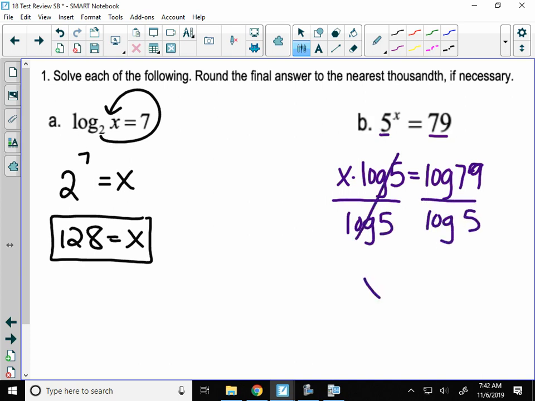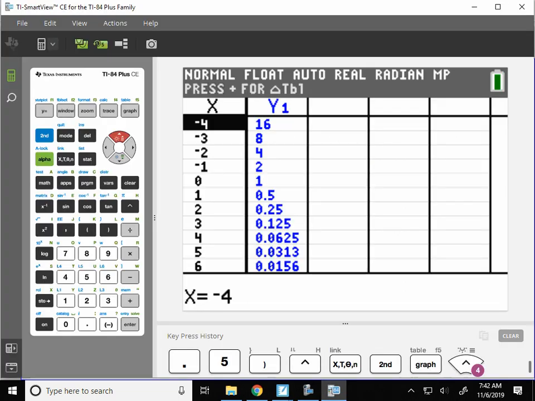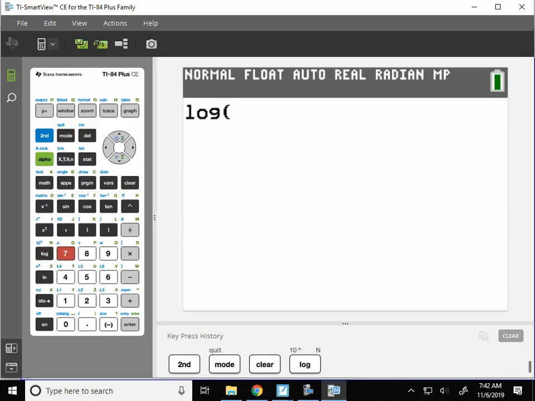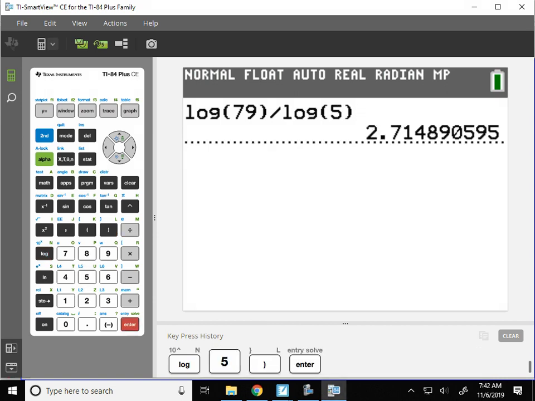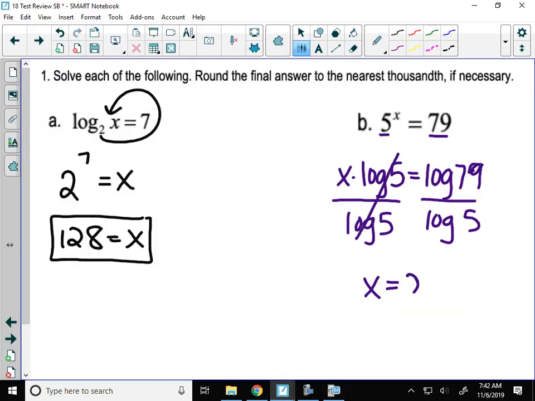I do need my calculator for this guy. I'm going to take log of 79 divided by log of 5 into my calculator. Make sure you close the parentheses. And I get 2.715. Those are the first two.